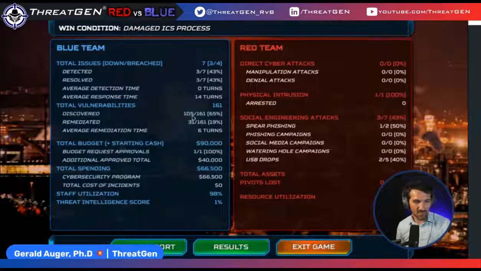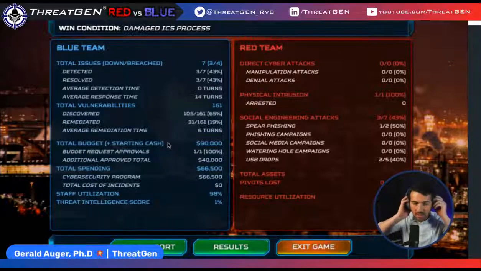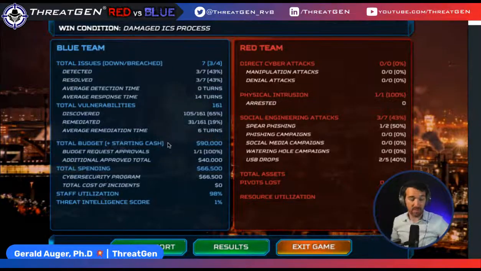Discovered 105 out of 161 vulnerabilities. Remediated 19% of it. I'd like to say that this number is grossly short because I'm playing a game, but in reality, guys, I would say 19% is actually quite high. There are so many vulnerabilities that don't get patched, remediated, corrected. It's frustrating, honestly.